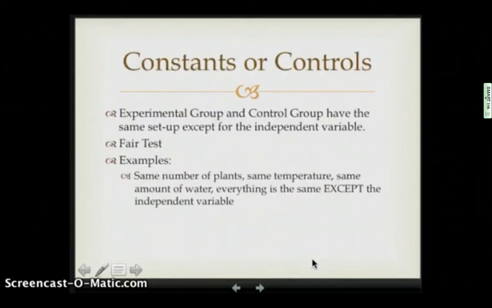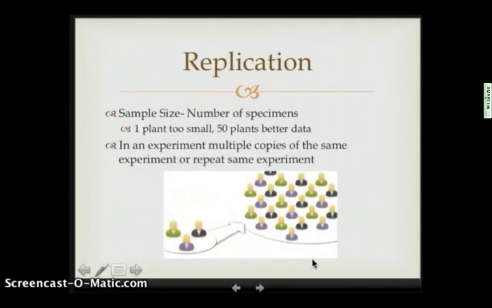The constants or controls in the experiment. Experimental group and control group have the same setup except for the independent variable. This ensures that it is a fair test of the effect of the independent variable. Some examples of constants or controls from this particular experiment were maybe the same number of plants used, the same temperature of the water, the same amount of water. The idea is that everything is kept the same except for the factor that you're testing the effect of, which is the independent variable.